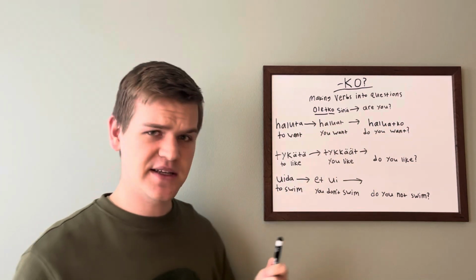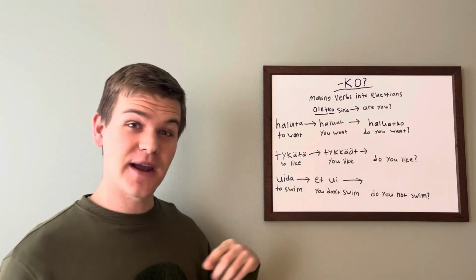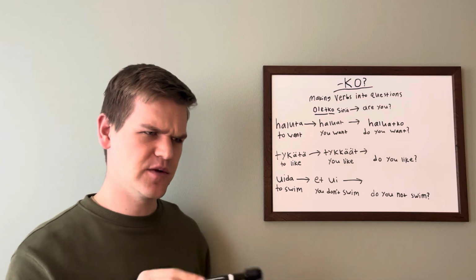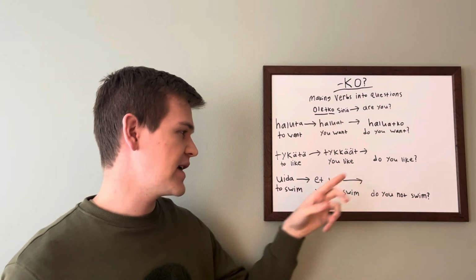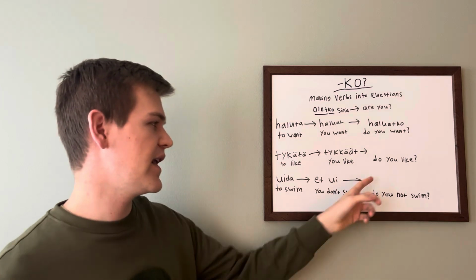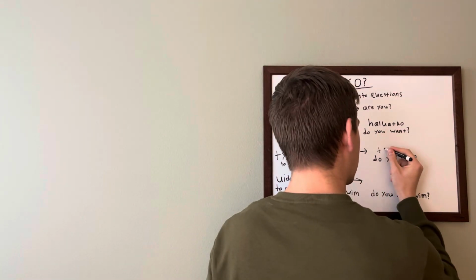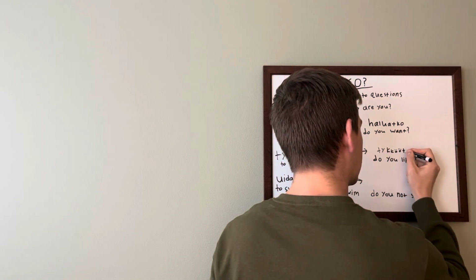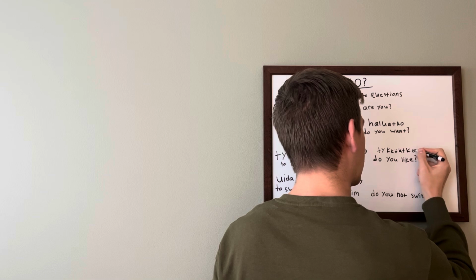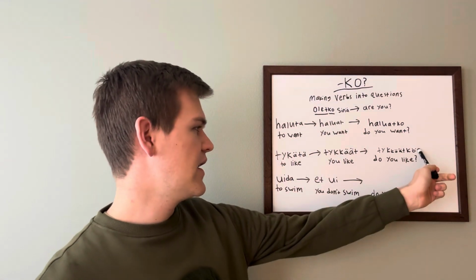Next example, if I'm asking someone if they like something, the word for "to like" is tykätä. And then if I want to ask, "do you like it?" then I'm going to first conjugate it to tykkät, and then I'm going to just add a -ko right at the end. Tykätkö. You might notice I added the dots on the O here.